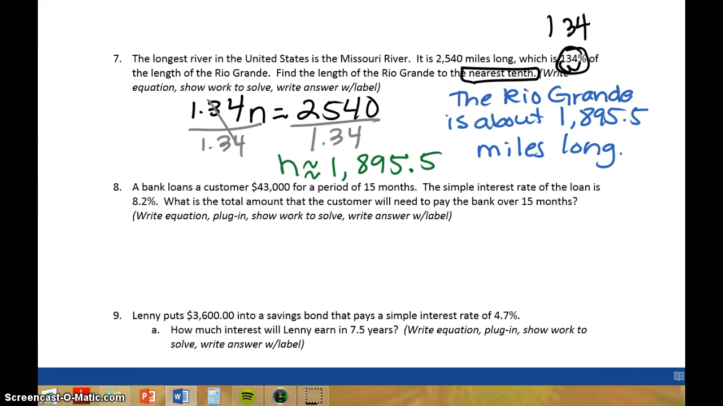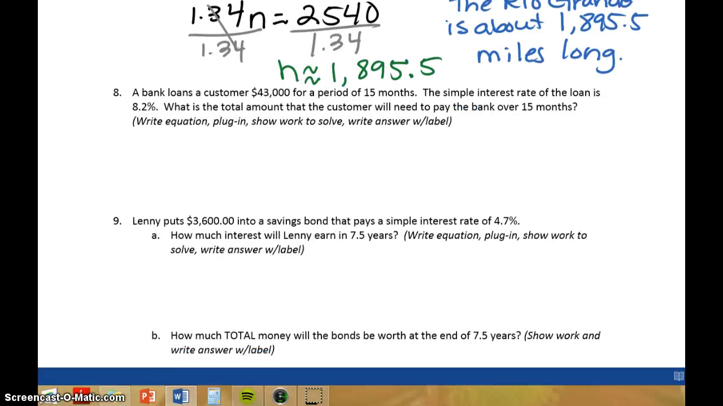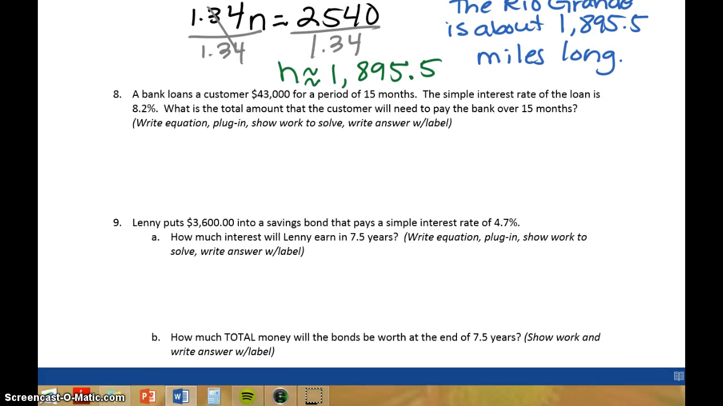Now on to our next problem, number 8. Says a bank loans a customer $43,000 for a period of 15 months. The simple interest rate of the loan is 8.2%. What is the total amount that the customer will need to pay the bank over 15 months? Now there's a lot of information in here. We have to remember to write our equation, make sure we plug in our numbers in the right spots. So I'm going to first start out writing the formula.